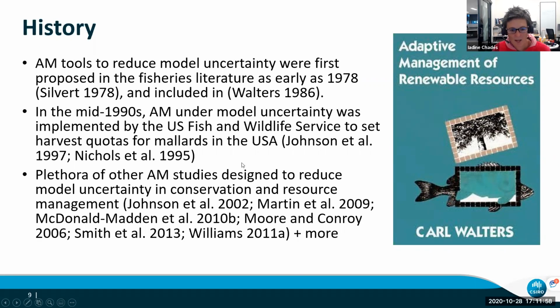reinvigorating that field. And then in the 2010s, there's more work coming from Australia and still work going on in the US. Now I'd say there are between 20 and 30 papers that I know of, people that have applied adaptive management. And some of these papers are about reducing model uncertainty in conservation and resource management.